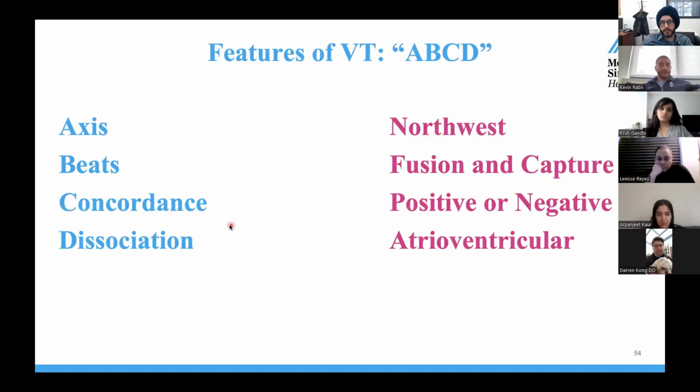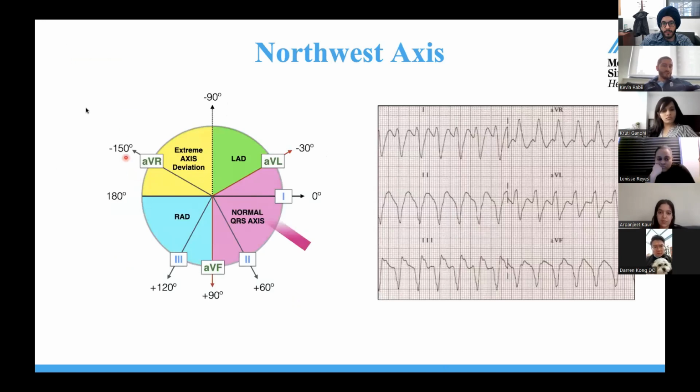I'm going to go through these things very quickly because we only have a few minutes left, but some of the differentiating features of VT are a northwest axis, fusion and capture beats, concordance, and dissociation. I'll show you very quick examples. Normal depolarization is from left to right, and in the opposite direction is this. So anytime you have a northwest axis, that's suggestive of VT. Here you see it's negative in 1, 2, and aVF, so northwest axis.